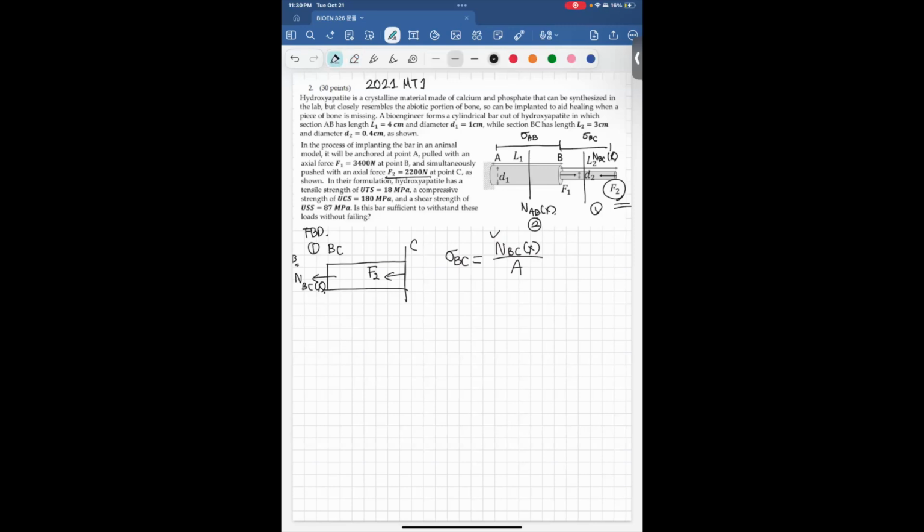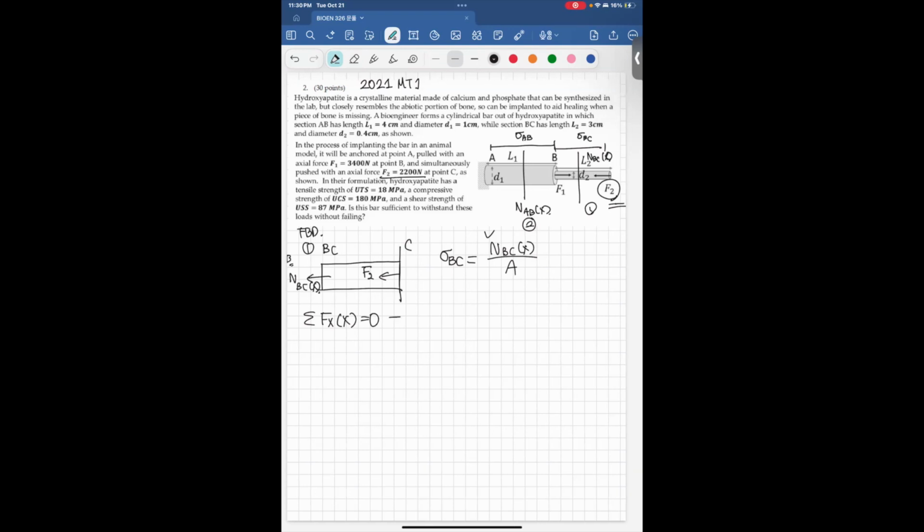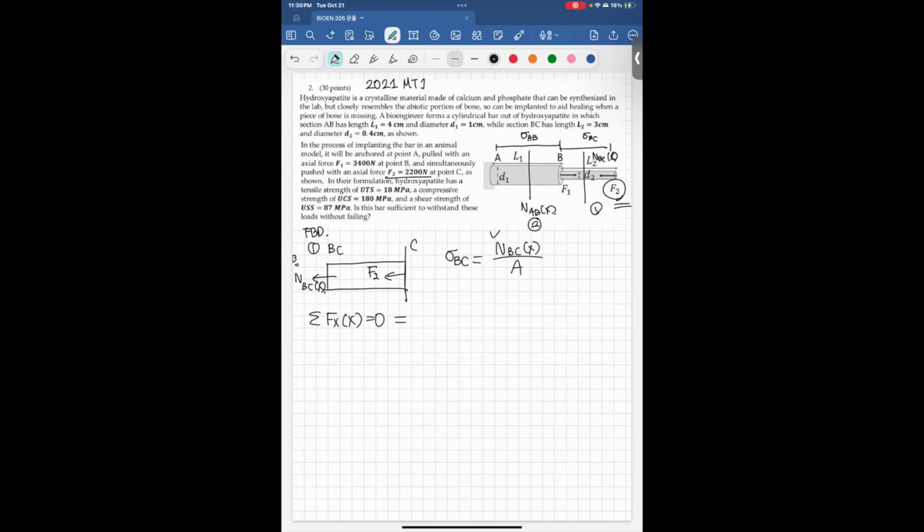Using the equilibrium equation, we know that the sum of all the forces in the x-axis should be 0. All the forces in the x-axis in this free body diagram are negative the internal load of section BC and force F2. I put negative because we defined as a class in general that right is positive and left is negative, and they're all towards left, so I just put negative, which should be 0. We can rearrange this as NBCX is equal to negative F2, and negative F2 is negative 2200 newtons.